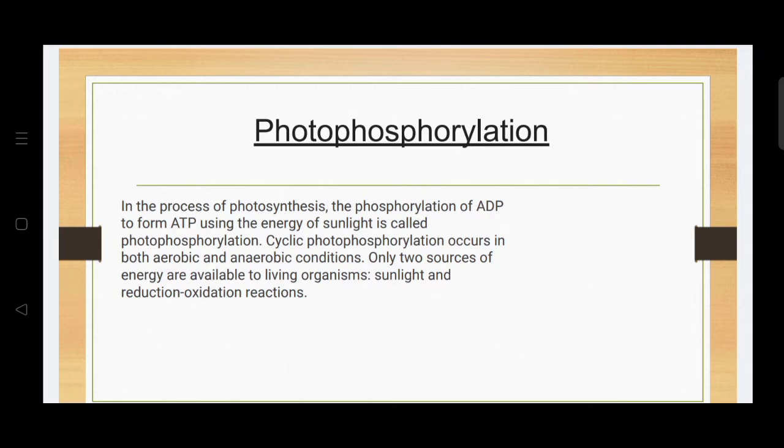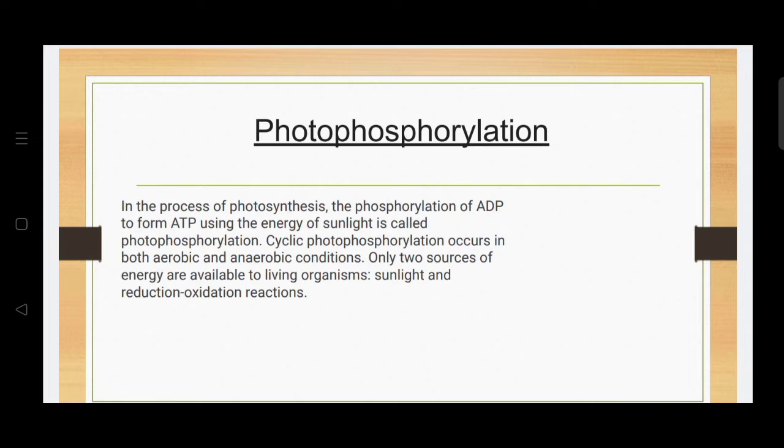Photophosphorylation is of two types: cyclic photophosphorylation and non-cyclic photophosphorylation. Now let's talk about cyclic and non-cyclic photophosphorylation, both the topics. Firstly, non-cyclic photophosphorylation.